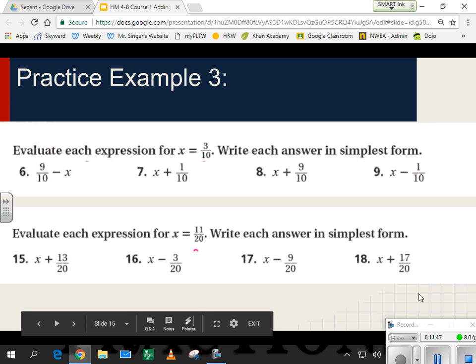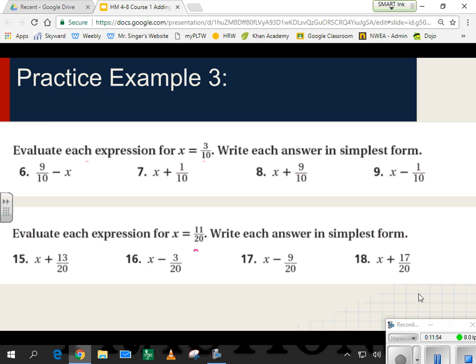All right. On your own, I want you to do 6, 7, 8, and 9. So you're going to replace x with 3/10 in every single one of those. Before you start, I'll even help you here by replacing x there, replacing x there, replacing x here, and replacing x here. Good luck. We'll see you on the other side.